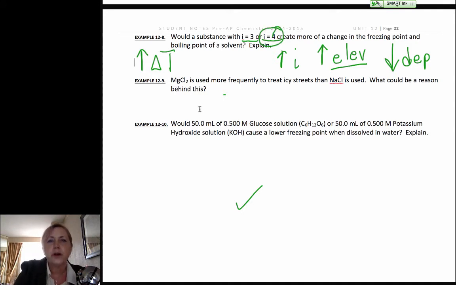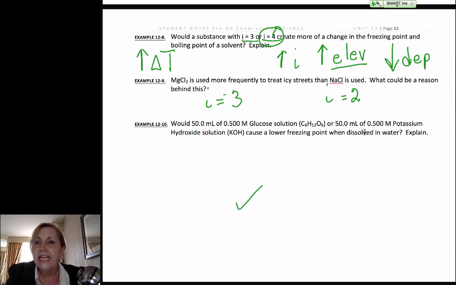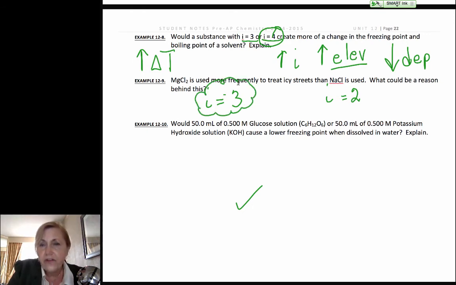So that would be I equals 4. Magnesium chloride is used. Why? As long as they have the same given amount of solute per solvent, I for magnesium chloride is 3, I for sodium chloride is equal to 2. And what we would get then is the one with the greater I would have the greater effect. So magnesium chloride tends to be the one that will change it the most.